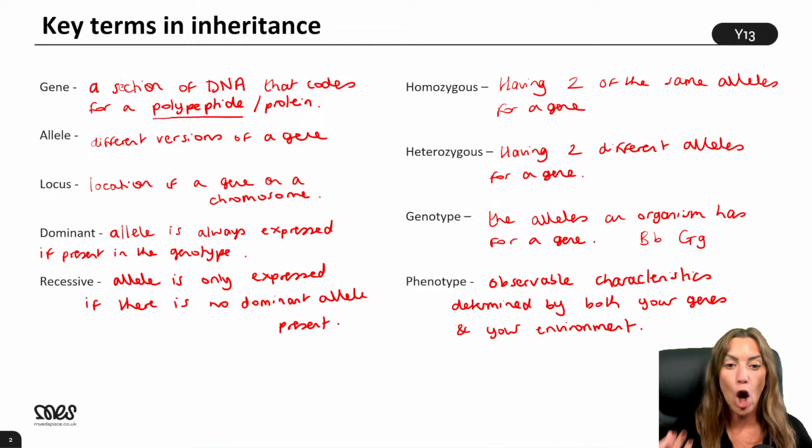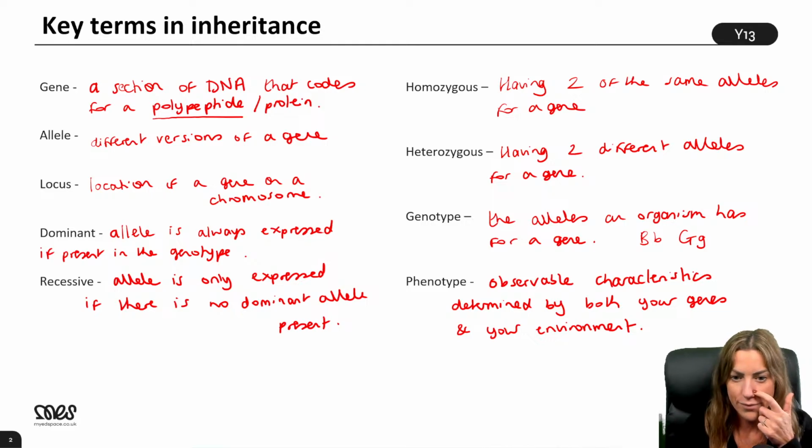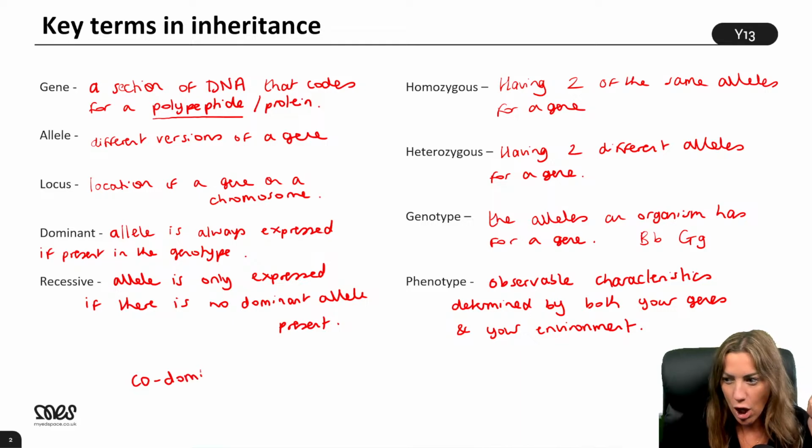Now, at A level, you're going to learn about some other examples. You're going to learn about codominant alleles. Does anyone have an idea what codominant alleles might mean? I mean, the name kind of gives it away. What do you think codominant alleles means? Any suggestions? Doesn't matter if you get it wrong. Yeah, good, Grace. Spot on. 2 different alleles that are both dominant, both expressed.